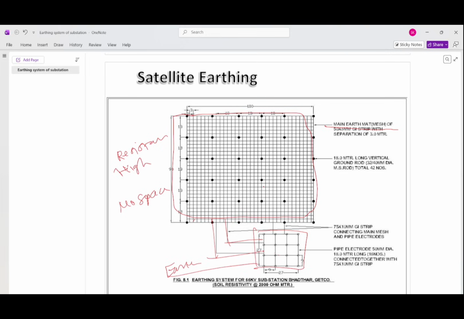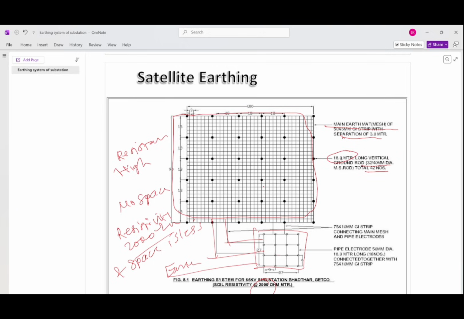Earthing system for the 60 kV system. The resistivity is higher and space is less: 2000 ohm meter is the resistivity and the available space is less. So in this case, satellite earthing is provided. Here 50 by 6 GI earth strip with a separation of 3 meters is provided, with 18 meter long vertical ground rods of 32 to 40 mm diameter MS rod, total 42 numbers.